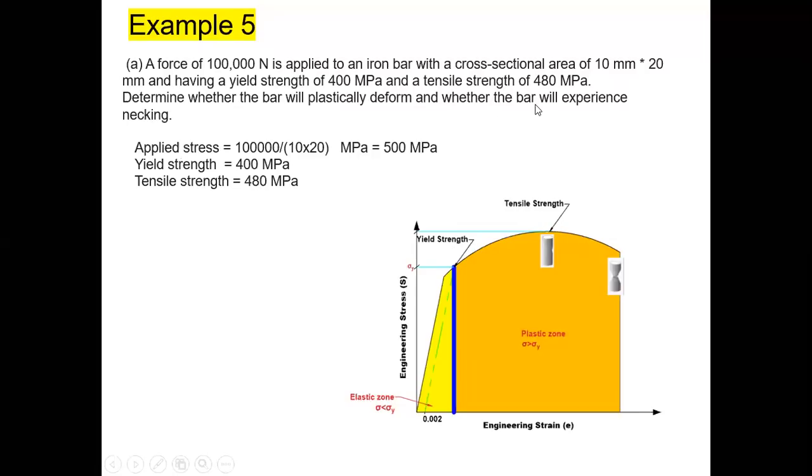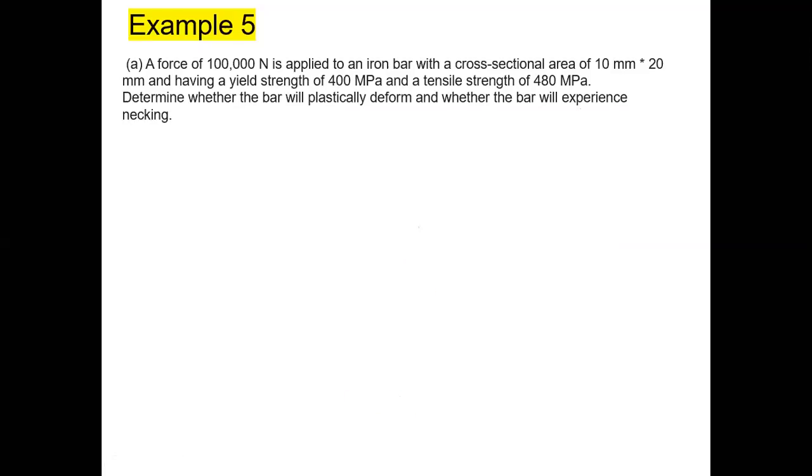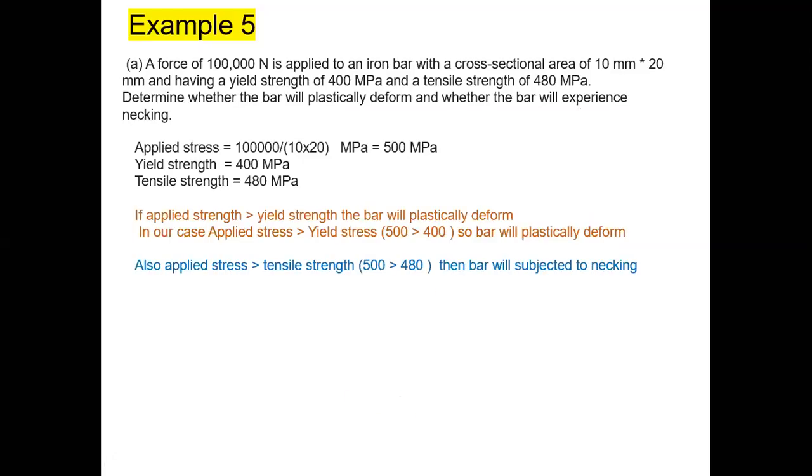The next question: whether the bar will experience necking. Necking will happen when the applied stress exceeds the tensile strength. The tensile strength is 480, applied stress is 500. So applied stress is higher than the tensile strength. In that case, the bar will experience necking. That's how we come to conclusions. Is this part clear? I have given you the answer in the next slide.